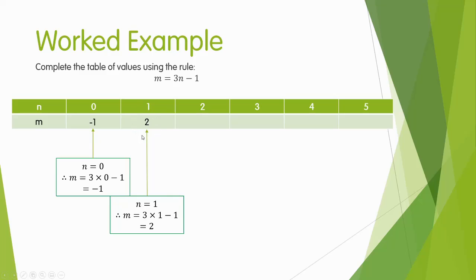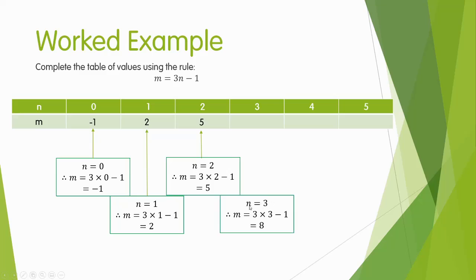Now you might be able to start getting a guess of what's going to be happening, but we'll check a couple more times. n equals 2, 3 times 2 minus 1, 3 times 2 is 6, minus 1 is 5. And we'll put that in there. And then we do the same. n is 3, 3 times 3 minus 1 is 8. That goes into there. And we can see that it's increasing by 3s. So we could take a guess and say, we think the next answer will be 11.